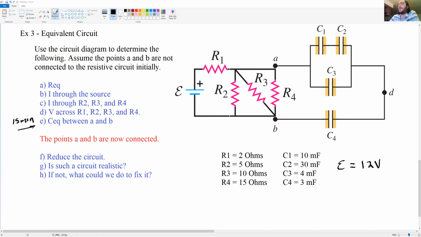I1 through R1. Okay, well that's the same as the answer to part B, right? Whatever you calculate going through the source has to be the same as what's going through R1, right? And then I2, I'm guessing that's the current through R2. So yeah, I think your answer for I1 is incorrect. So first go back and fix up your answer for I1.